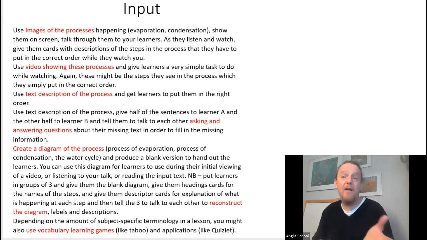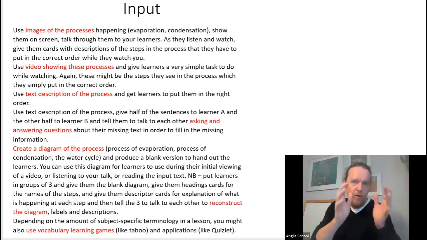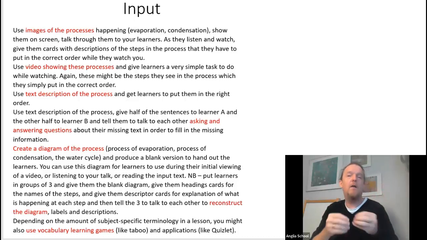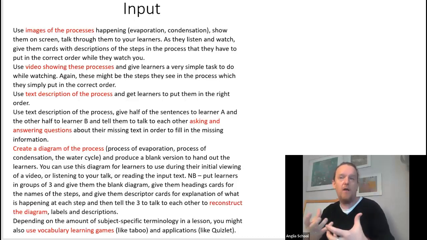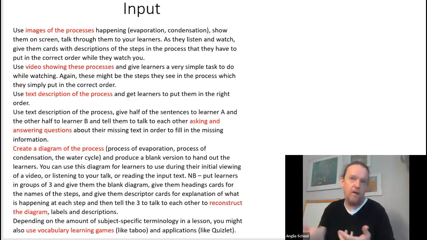And I made a few suggestions for the colleague with example materials, using images, using video, using text description, and I'm quite keen on turning input material into communication material so that we can go from processing what they see or hear and read and turning that into sharing, agreeing, sorting activities. And you'll see an example in a moment.